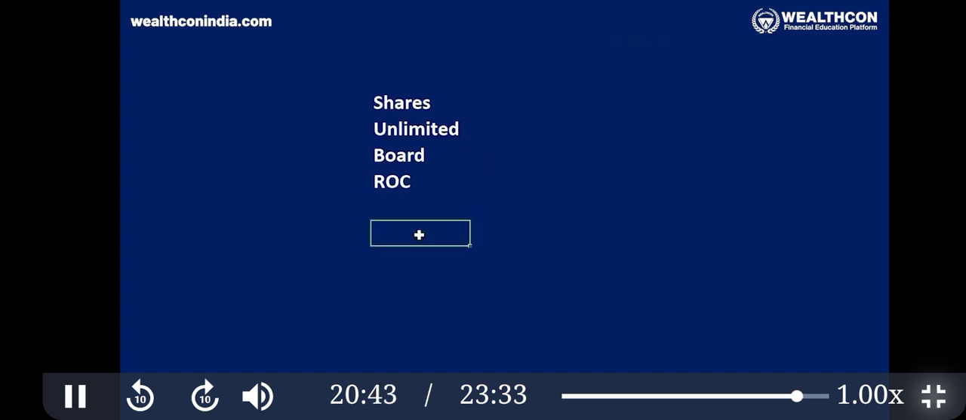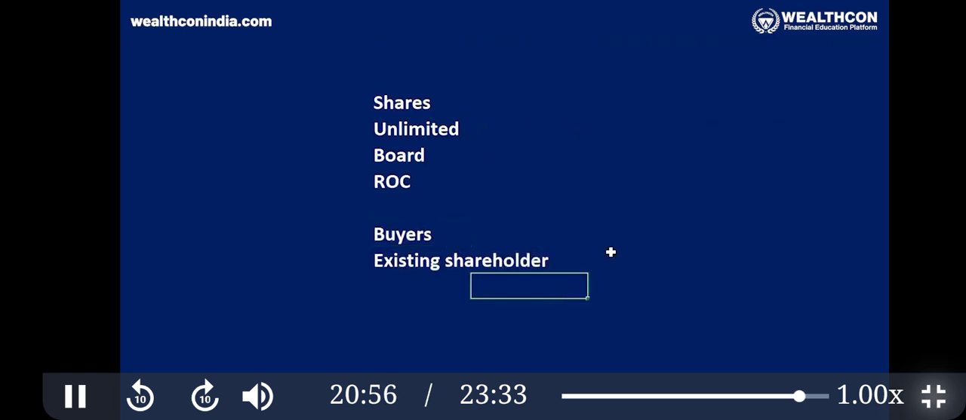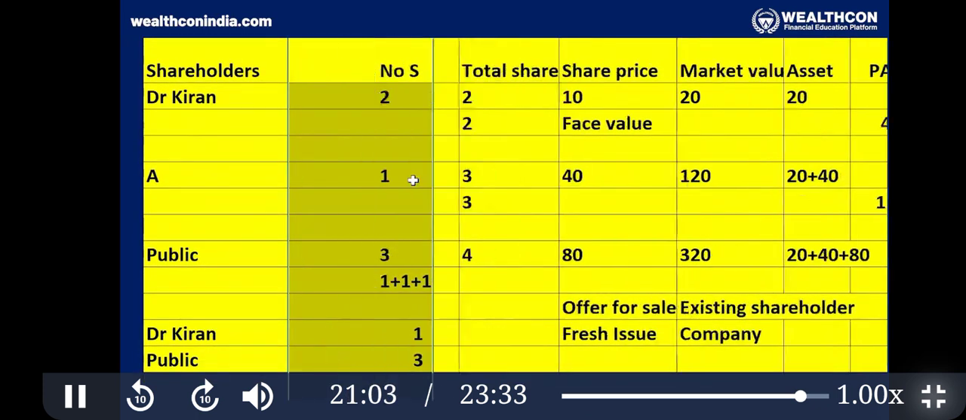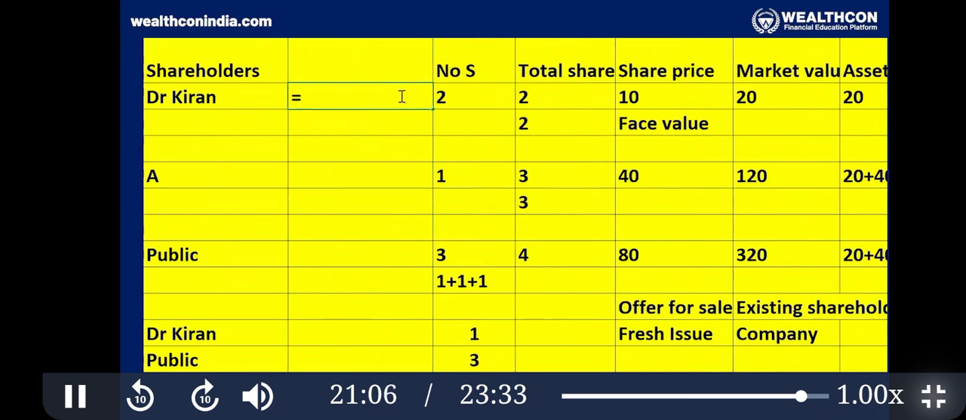So what is the first limit? The buyers. Buyers should be ready, and another is the existing shareholder. Existing shareholders will also have to approve it, because when fresh shares are issued, the stake is diluted. How? For example, in this case, Kiran has 100% of the shares, okay, 2 by 2. But after selling fresh shares to A, what has happened? His stake has reduced. Let's say 2 shares out of a total of 3. 3 is the total number of shares. So his stake is reduced to 66%.